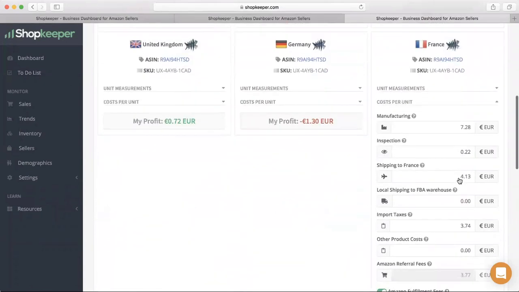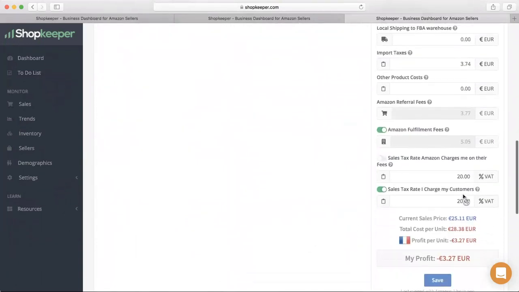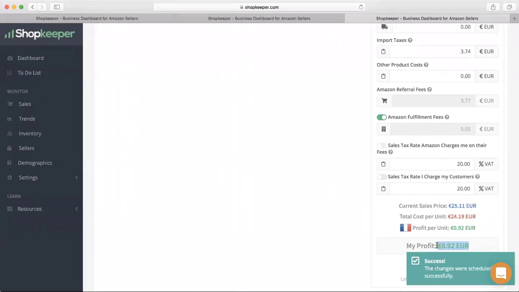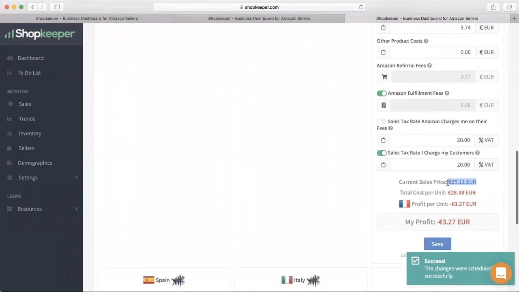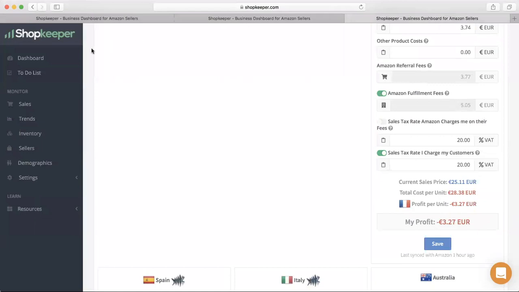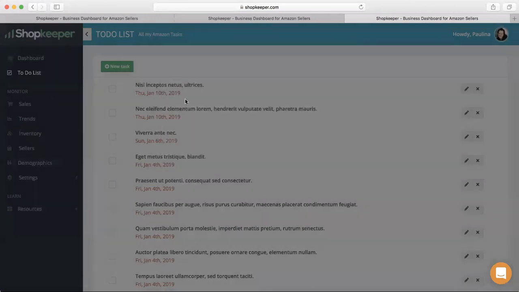And you expand to see what is the problem. And so there's manufacturing, inspection, shipping. You have entered all of these costs correctly. There's the Amazon fees. But you probably didn't take into account the VAT. If you disable the VAT collection here, you see that there is some profit. So this is immediately a red flag for you that you need to work on the prices and think about VAT being included in the French price. So in that case, you would go to your to-do list and add another item, which is work on the price for France and for Germany for this item.